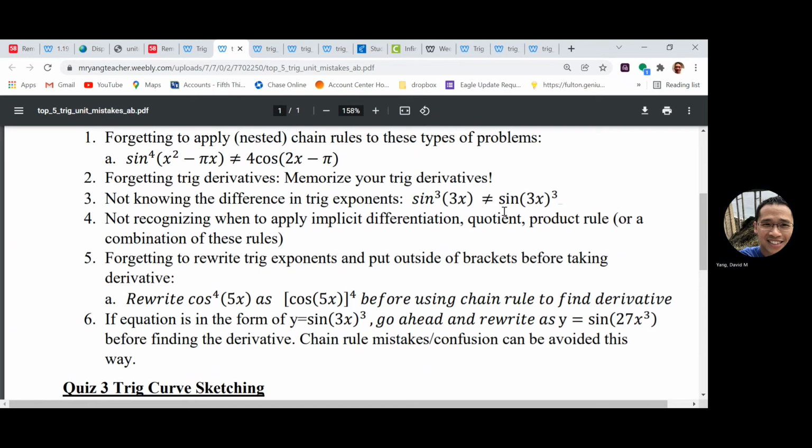Okay. All right, you guys have your derivative rules memorized? Okay, you guys should be good.